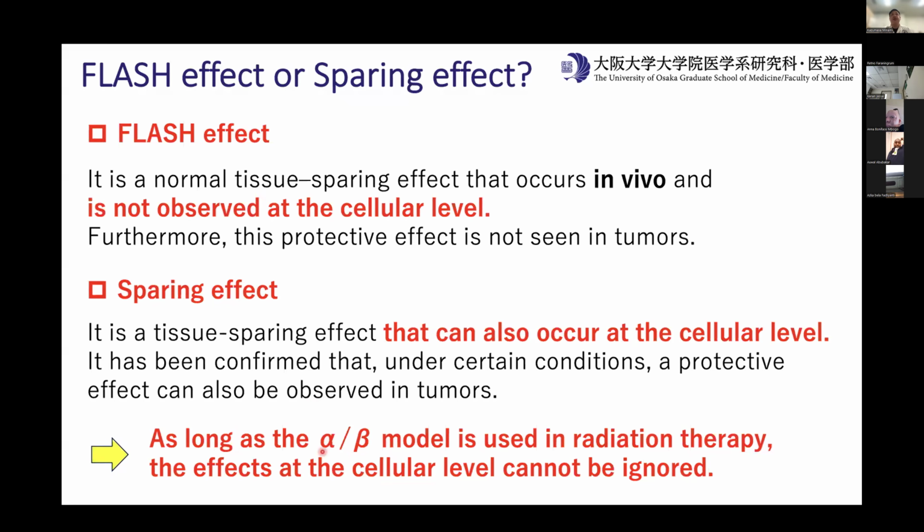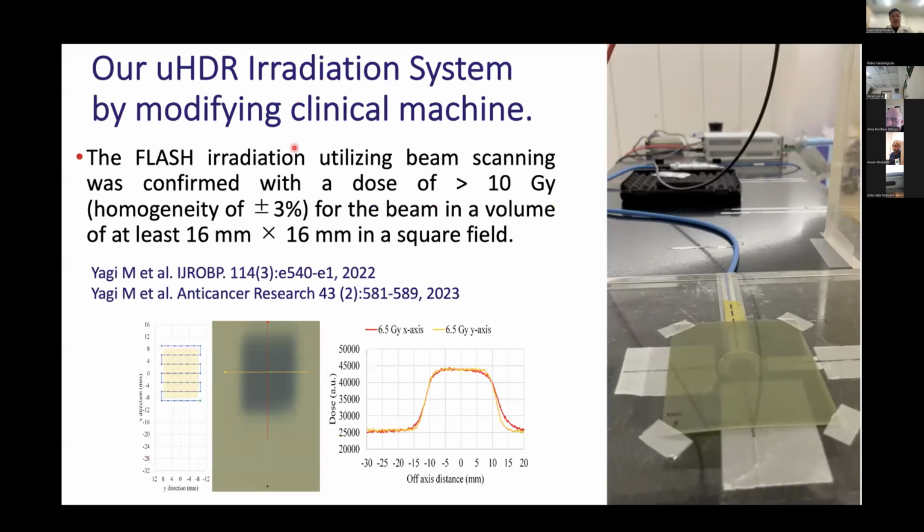Next, FLASH discussion needs to combine this cell experiment with in vivo animal model experiments, we think. So the University of Osaka group established the ultra high dose rate irradiation system using the clinical machine. This clinical machine can deliver carbon ion beams. FLASH radiation utilizing beam scanning was confirmed at a dose of more than 10 gray.